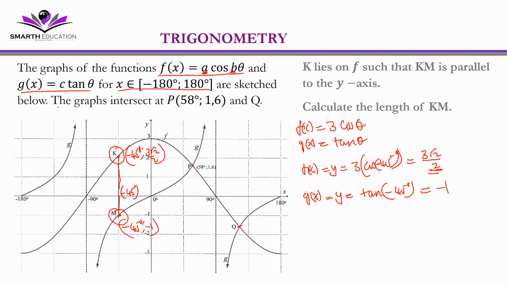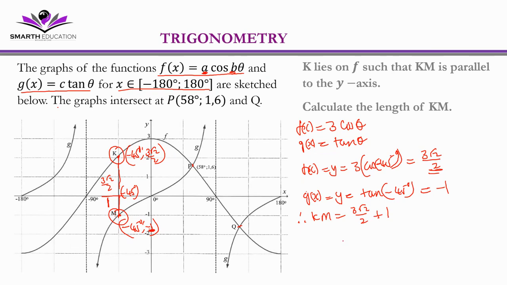What is the length of KM? We can use the distance formula, but from K up to the x-axis, that is 3 root 2 over 2. And then from the x-axis to M, that is 1 unit, because the coordinates of M here are negative 45, negative 1. So the distance here is 1 unit. Just ignore the sign. So what is KM? We add. Therefore, KM is equal to 3 root 2 over 2 plus 1.